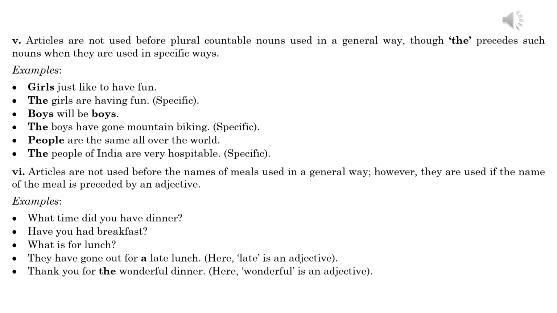5. Articles are not used before plural countable nouns used in a general way, though the precedes such nouns when they are used in specific ways. Examples: Girls just like to have fun. The girls are having fun, specific. Boys will be boys. The boys have gone mountain biking, specific.